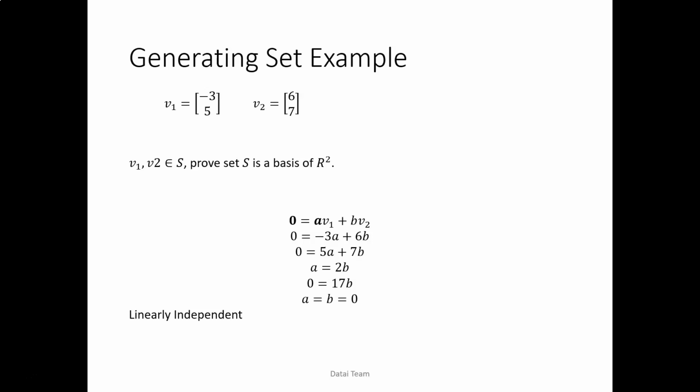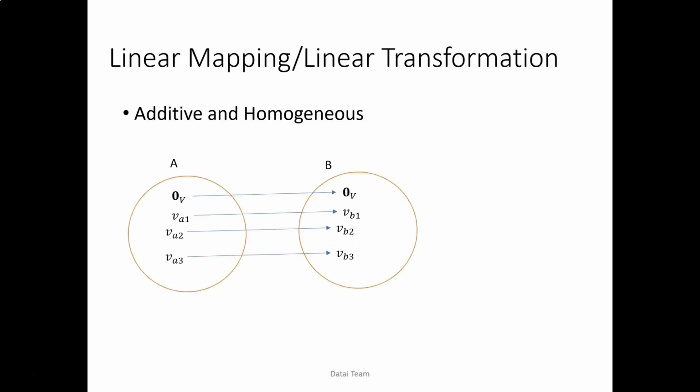You can see the linearly independent here. It's just to rewrite or re-show that. Now let's continue. We have linear mapping, linear transformations. Because we are learning linear algebra, everything is linear, so that means that it is additive and homogeneous.